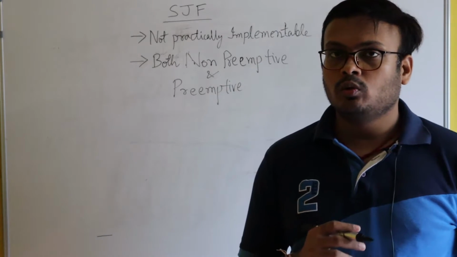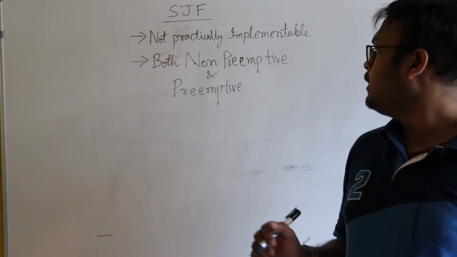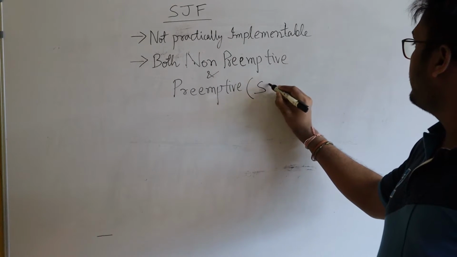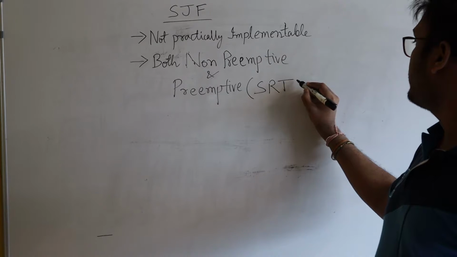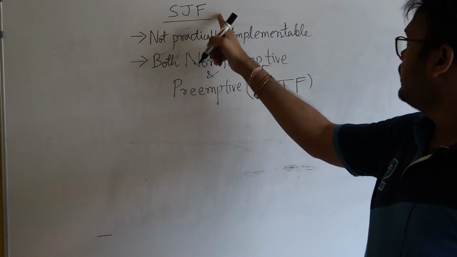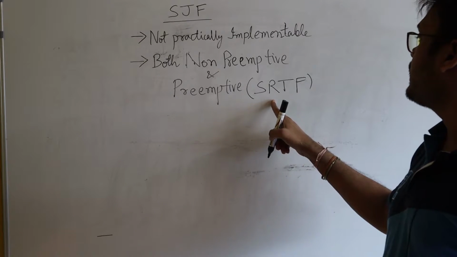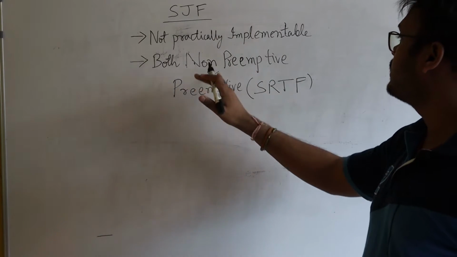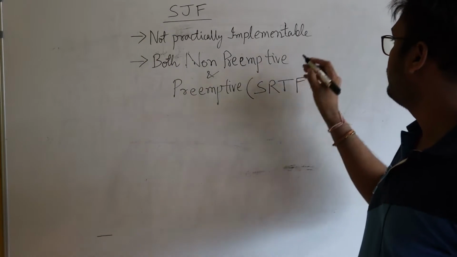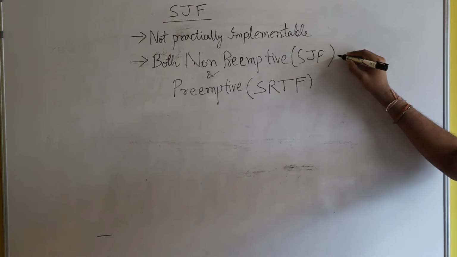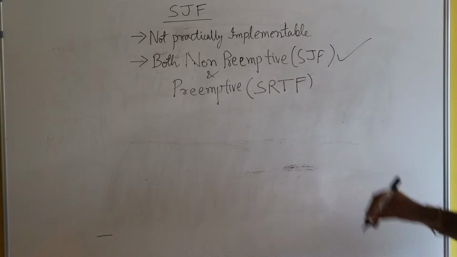Its preemptive version is called SRTF, that I will tell you in the next lecture. The preemptive version of the shortest job first algorithm is known as SRTF, and its non-preemptive version is called SJF. And SJF I have taught you. This thing is left.